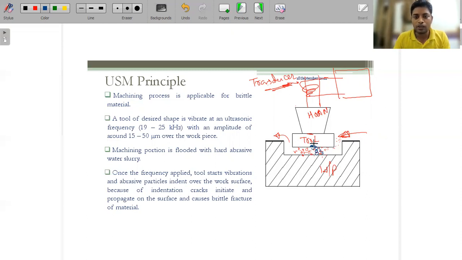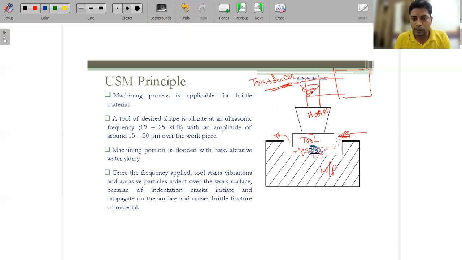Okay, so here this is basically the principle. We are using this ultrasonic frequency to remove the material. Okay, by scratching we can say. This abrasive particle which vibrates over here is nothing but a kind of scratch over the workpiece surface, and it removes the material.